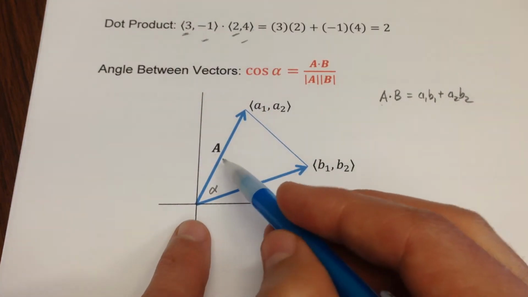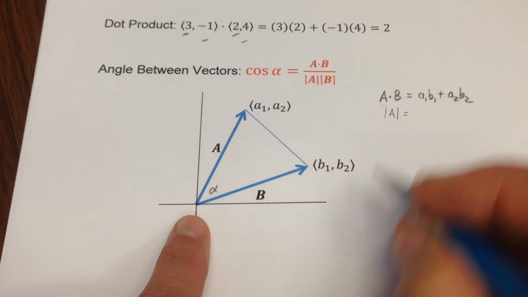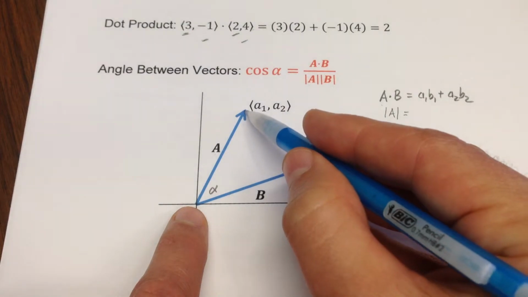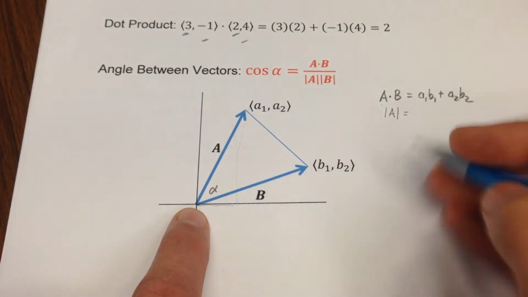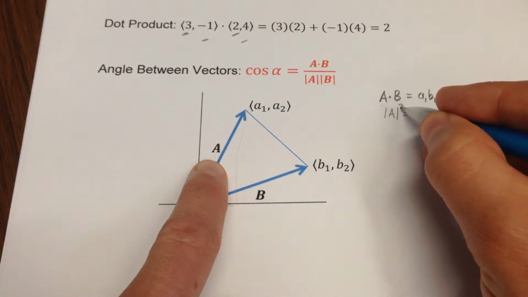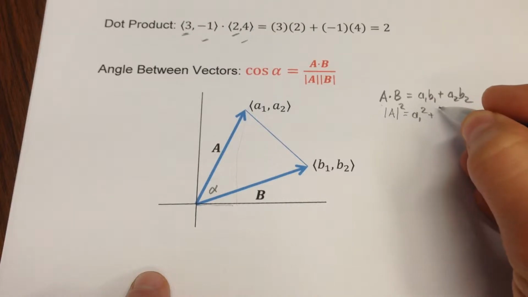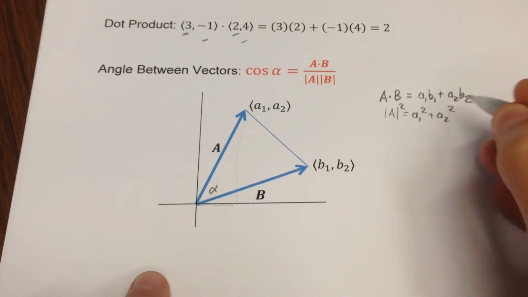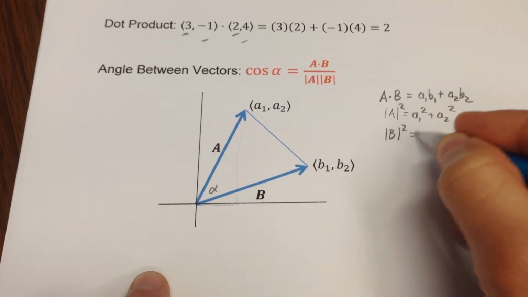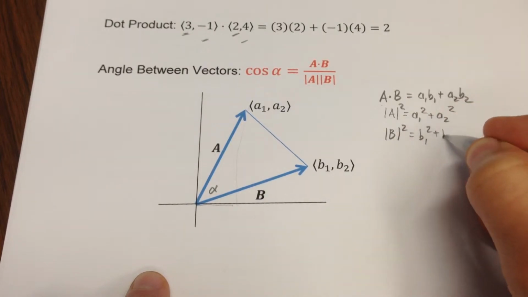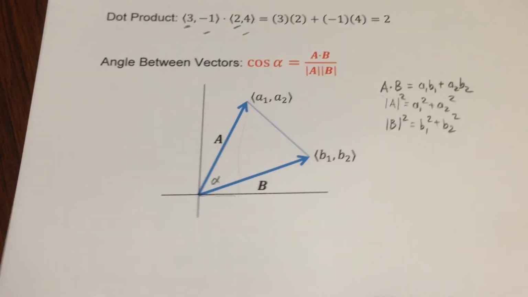Then think about how you'd go about thinking about the magnitude of A. So the magnitude of A is the length of that vector, and so if that distance is A1 and that distance is A2, then the magnitude of A squared is equal to A1 squared plus A2 squared, and then the magnitude of B squared is B1 squared plus B2 squared. Okay, so that's background thinking about these things.